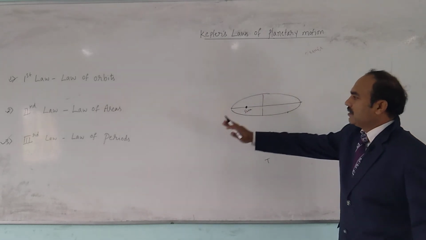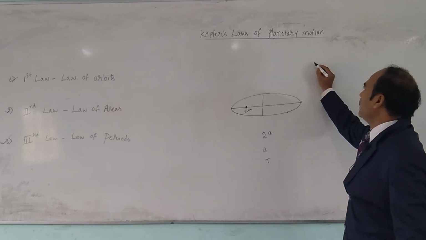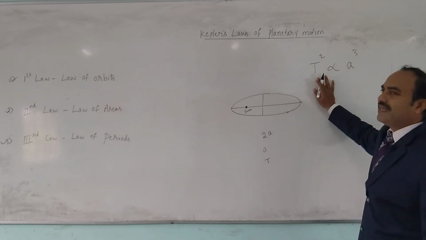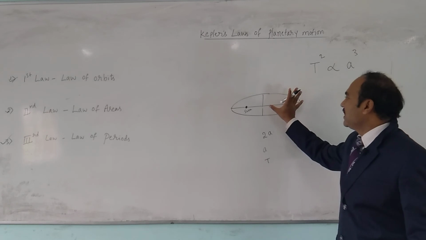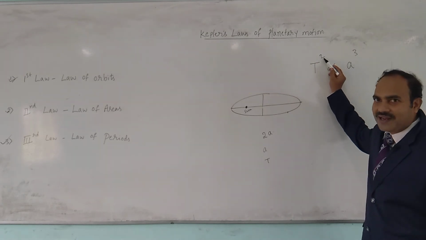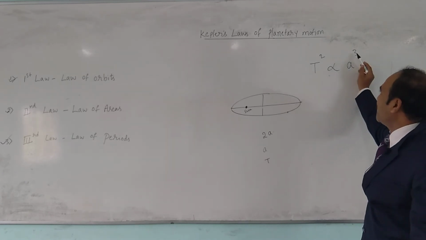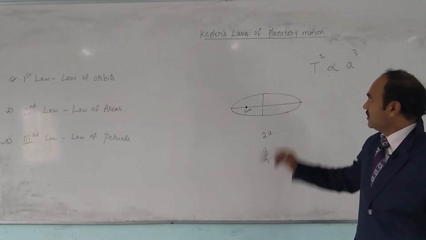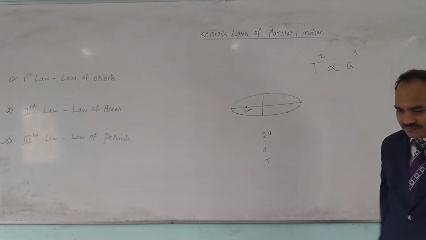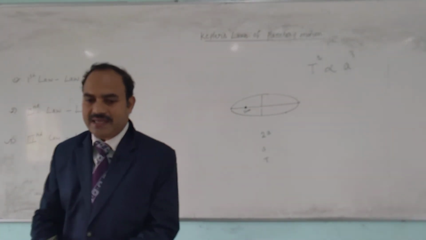So now, the mathematical statement of Kepler's third law of planetary motion is T squared is proportional to a cubed. T represents the time period, a represents the length of the semi-major axis. The square of the time period of a planet is directly proportional to the cube of its semi-major axis. This is the statement of Kepler's third law of planetary motion.